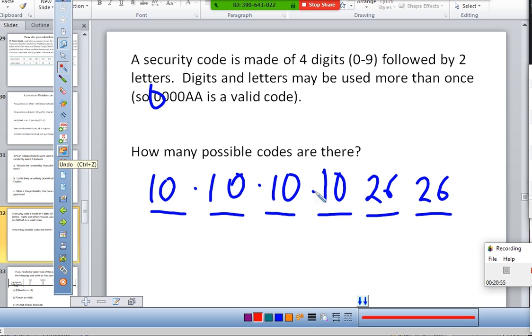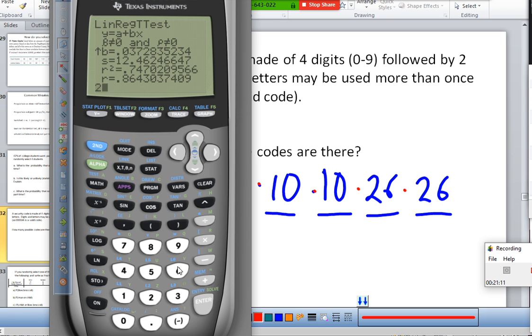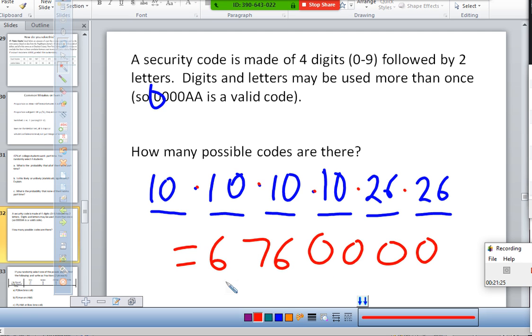You multiply the number of choices for each decision. So you should end up with that large number, which I have no idea what that is. It's 26 squared. 26 times 26 is 676 with a bunch of zeros. That's 6, 7, 6, and then 4 zeros, so 6,760,000.